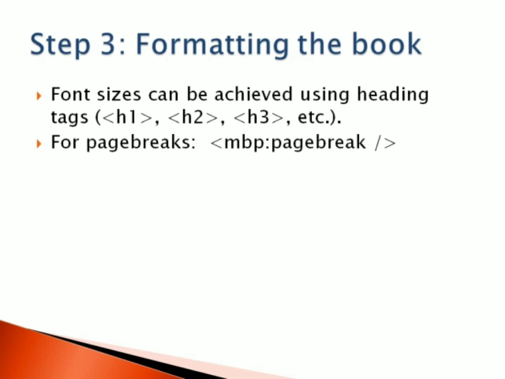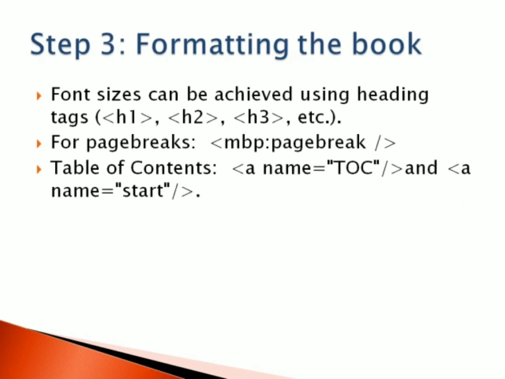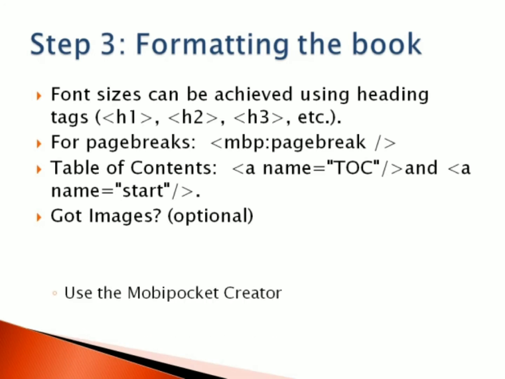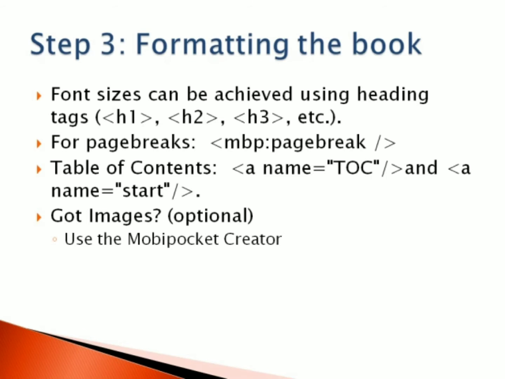in front of wherever you want the page break to be. Table of contents: to tell Amazon Kindle where your table of contents is, you want to have the specific tag in front of it. Now, if you have images within your ebook, which is optional, you don't have to have images, if you do have images, then you're going to need to use a program called Mobi Pocket Creator, and I'm going to show you all of this in just a minute.